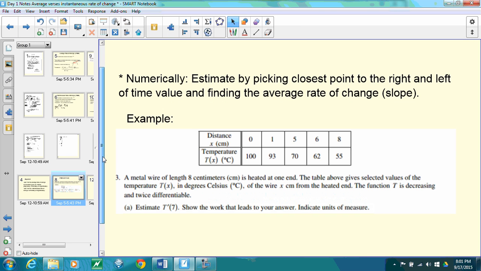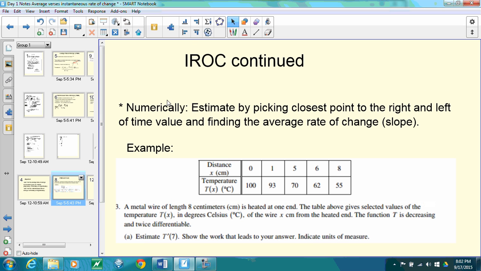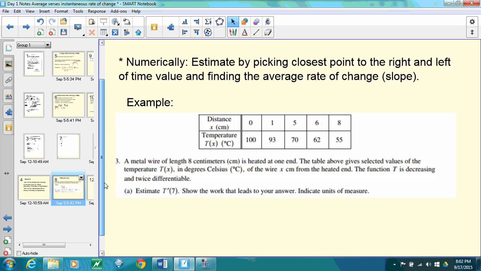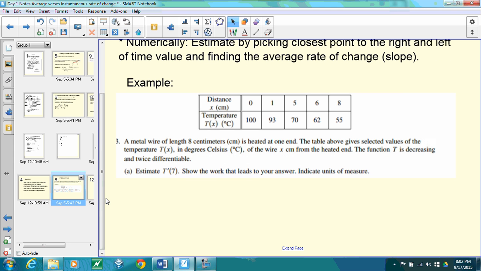So for our example, numerically, you estimate by picking the closest point to the right and left of the time value and finding the average rate of change or slope. And this is to find IROC or AROC, either one for a table. So this is an old AP question. It's really wordy, so we just really focus on the main thing that they're asking.